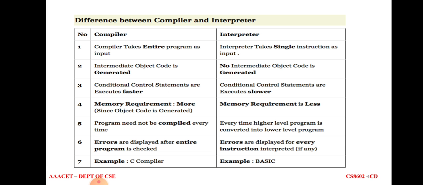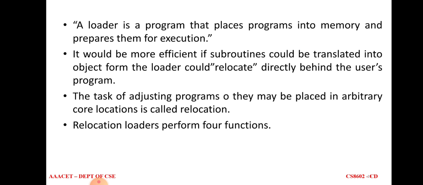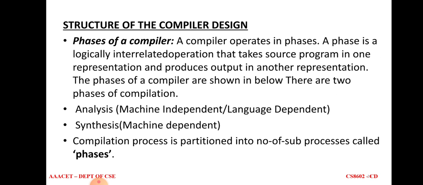An example of a compiler is the C compiler, and an example of an interpreter is BASIC. The main point is that the interpreter takes a single line or single instruction at a time, but the compiler takes the entire program as input. So the loader, the final part of the language processing system, takes the program and loads it into memory for execution, because its purpose is to produce the absolute machine code.